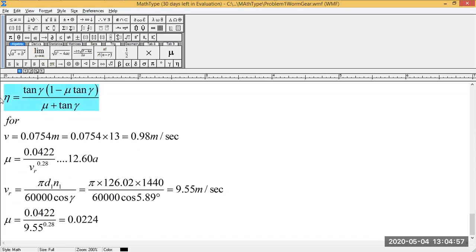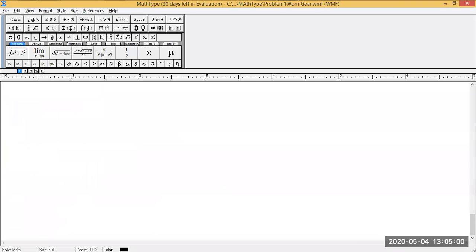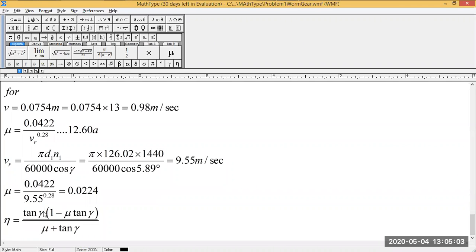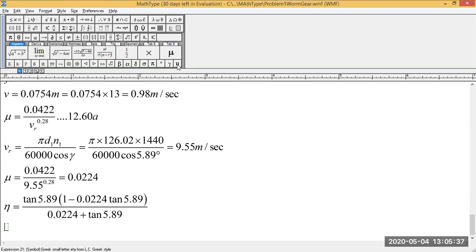So we have all the values. You can substitute and find. So gamma here is 5.89. The mu is 0.0224. Again, gamma 5.89. Mu 0.0224. Gamma 5.89. Okay, so let's now find out what is the efficiency.